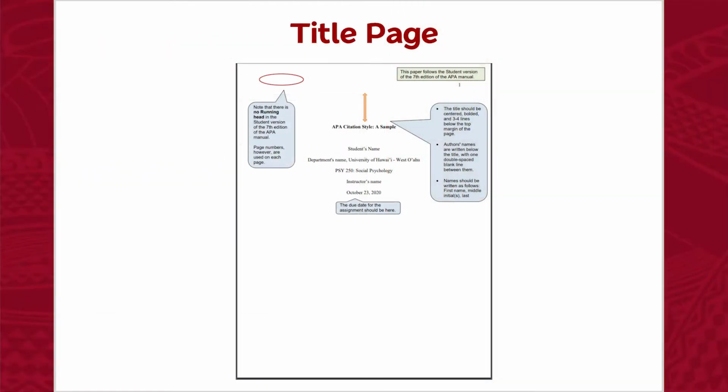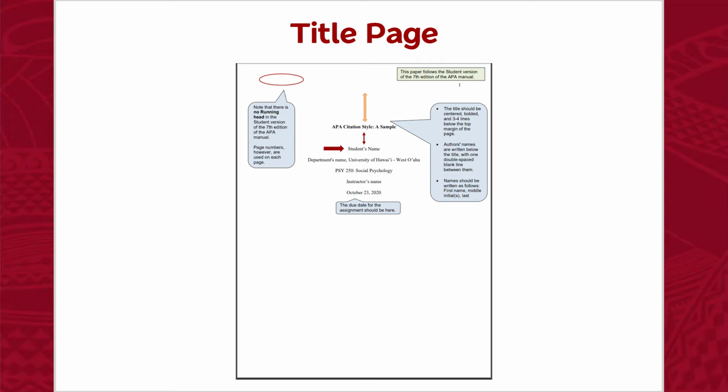First, let's take a look at the title page. On the title page, the title of your draft should be centered, bolded, and 3 to 4 lines below the top margin of the page. The author's name is written below the title with one double-spaced blank line between them.